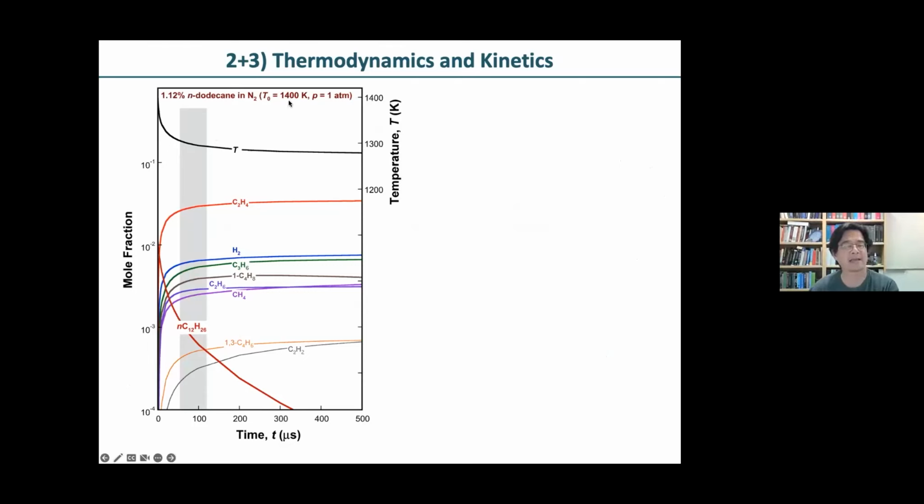I'll take n-decane. I pyrolyze it at 1400 Kelvin adiabatically at 1 bar pressure. Because of the endothermicity of dissociation, the temperature drops as n-decane concentration drops, replaced by predominantly ethylene, hydrogen, propane, 1-butene, some ethane, methane, and so on. Keeping in mind, this is a log axis. So if you just consider this group of pyrolytic products, you'll find you're recovering 98, 99% of carbon mass.